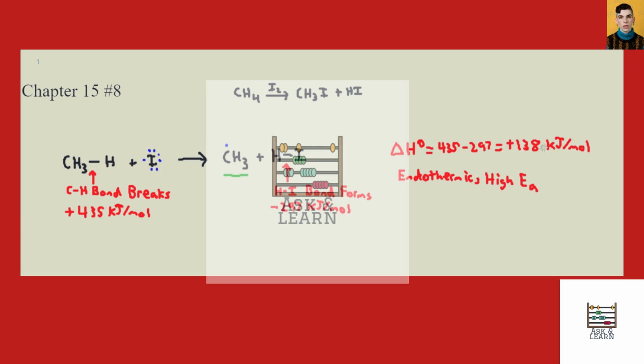And so the more positive that this number is for the delta H naught, the slower the reaction is going to occur. And 138 kilojoules per mole is fairly positive. It's a fairly large number. It means it's fairly endothermic. It has a fairly high activation energy. And again, that's why this reaction occurs so slowly. And that is the answer to Chapter 15, problem number 8.